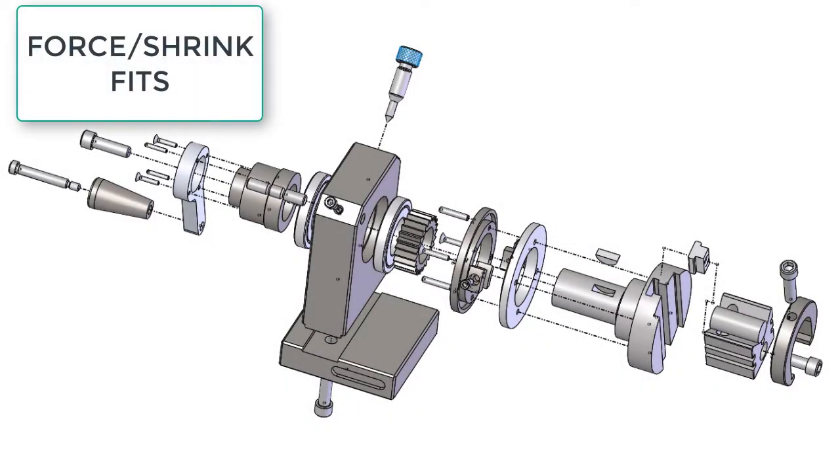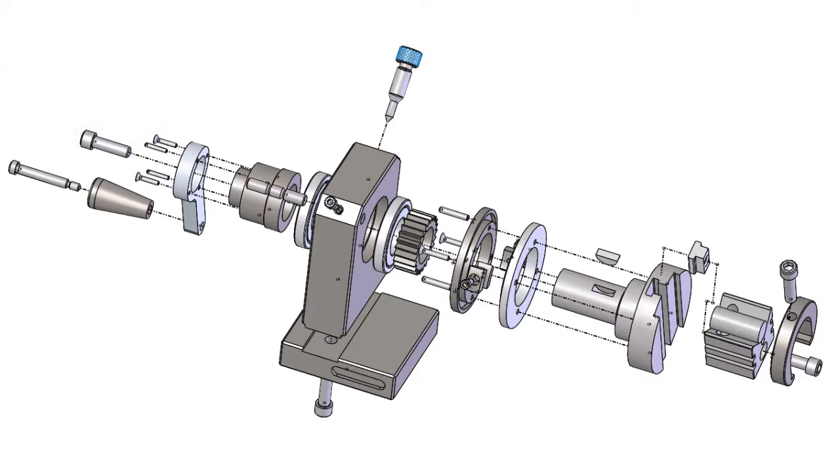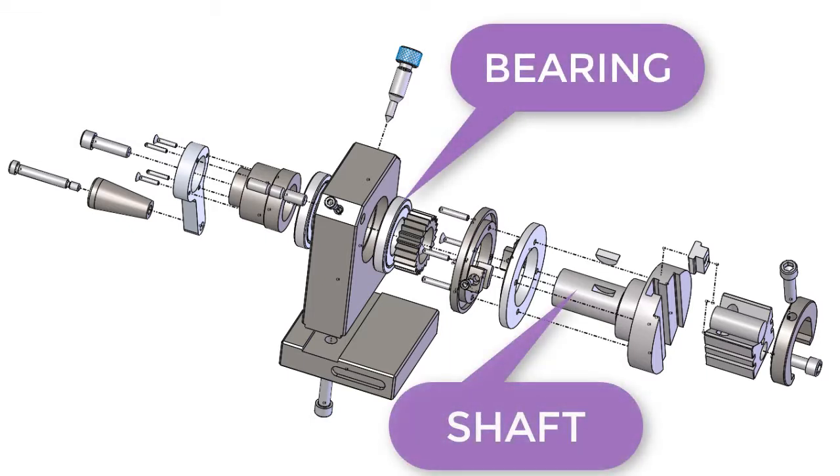Force fits, or shrink fits as they are also known, are a special type of interference fit. These fits were designed to maintain a constant bore pressure throughout the range of sizes within the chart. Essentially, the amount of interference is proportional to the diameter, with the difference between the upper and lower limits being small. This helps to maintain the resulting pressures from the fit to reasonably small amounts.